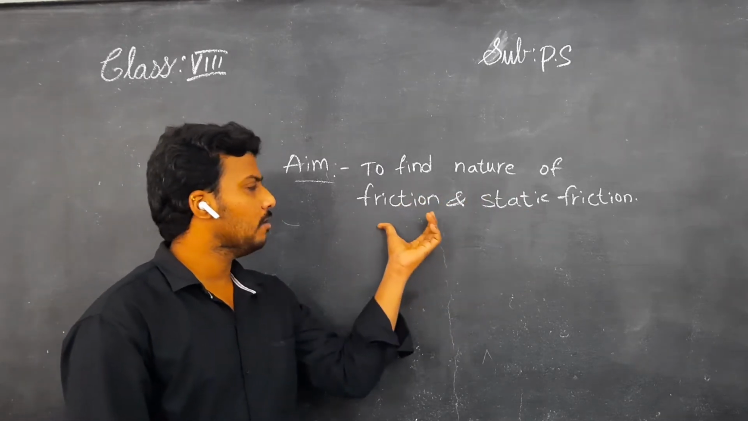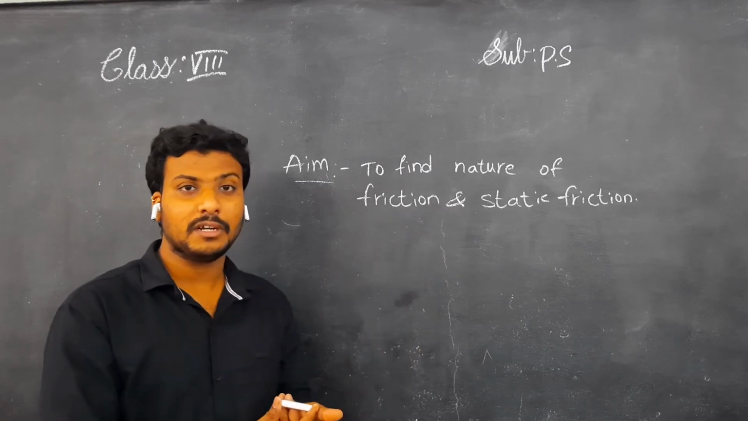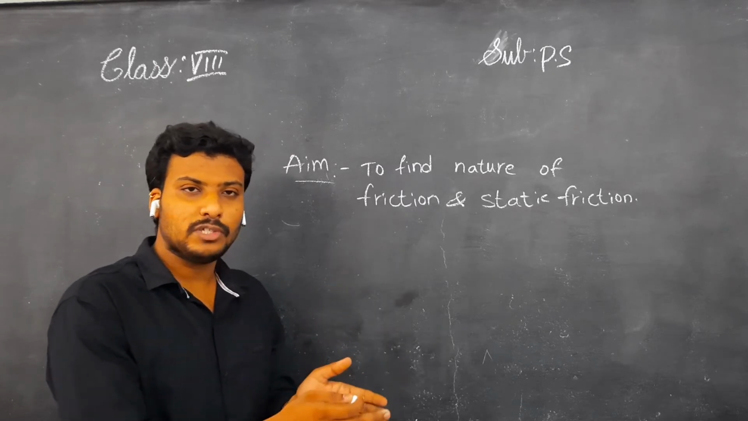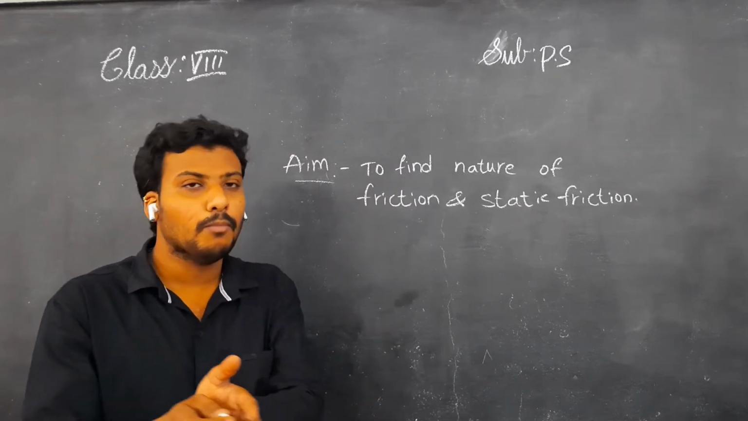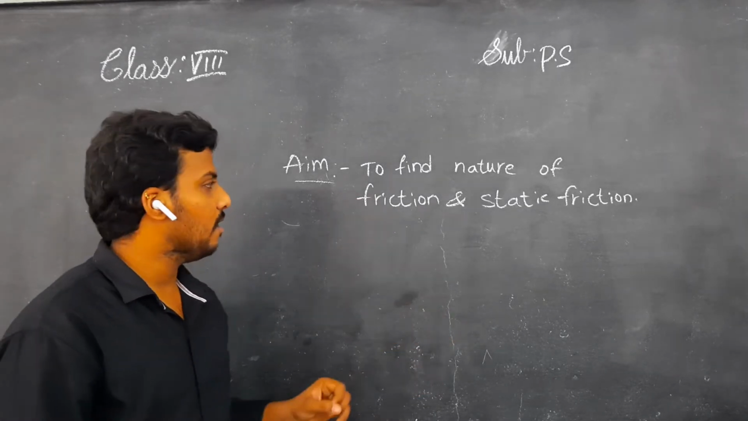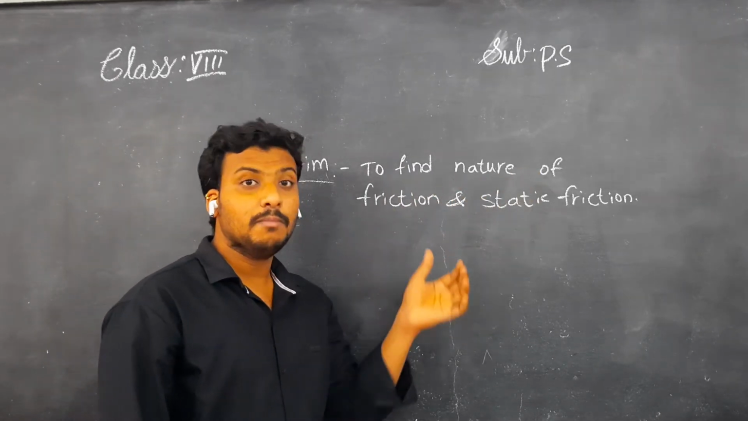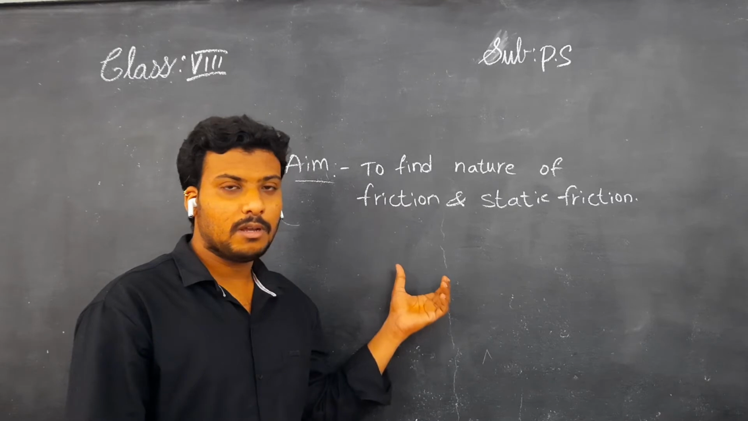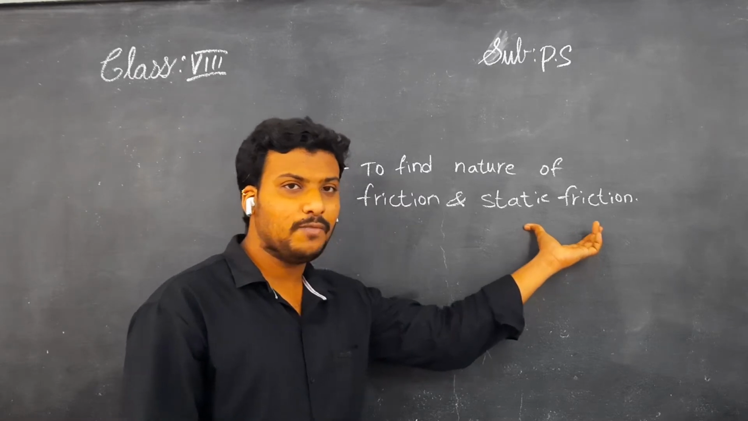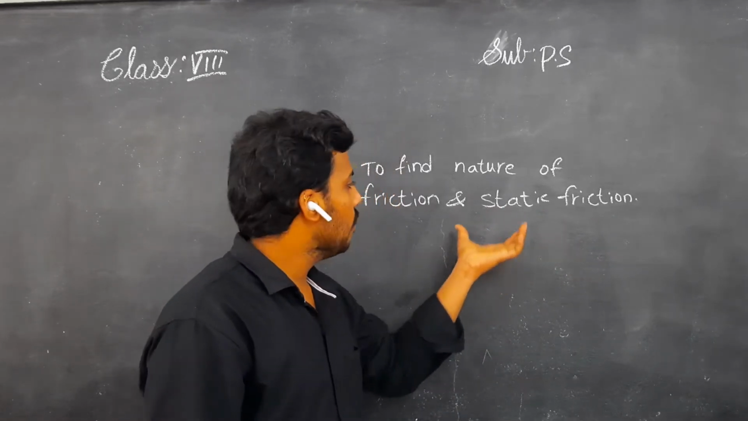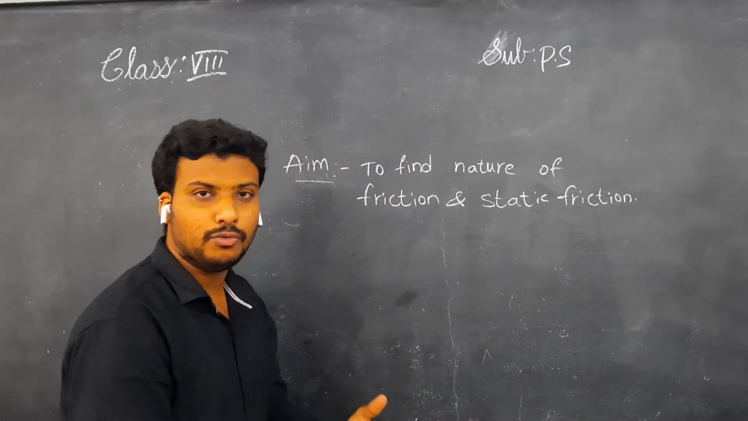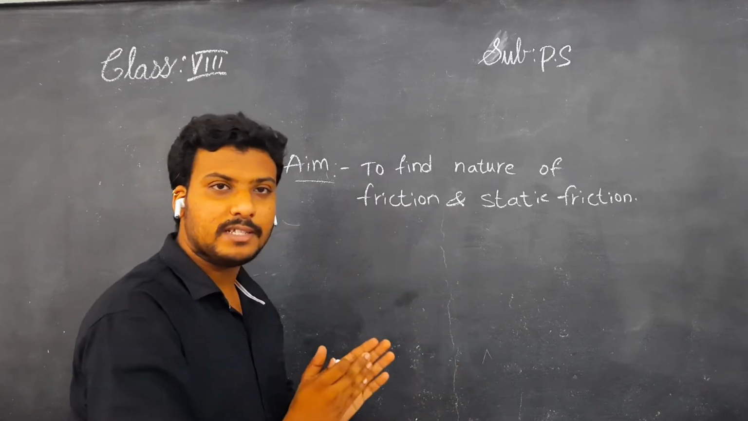the nature of friction. We know that what is the nature of the friction? It opposes the motion, children. I already said friction is a force which opposes the motion or which resists the motion. But once again we see what is the nature of friction, means in which cases it occurs and what are its effects. We are going to see that. And what is static friction, children? Along with the nature of the friction, we are going to learn what is static friction. Understand, children? So this is the aim we are going to find after the completion of this lab activity.